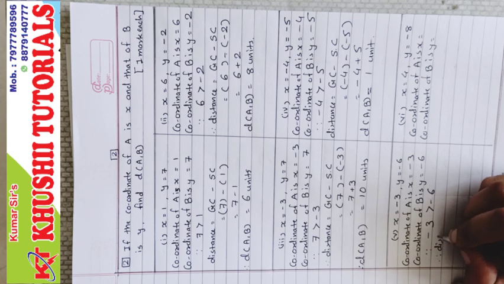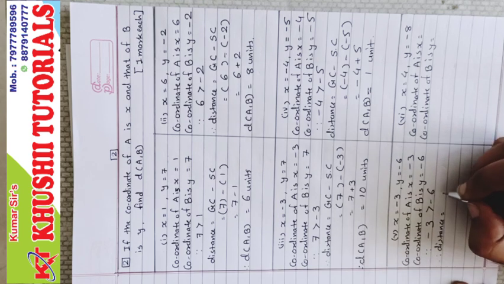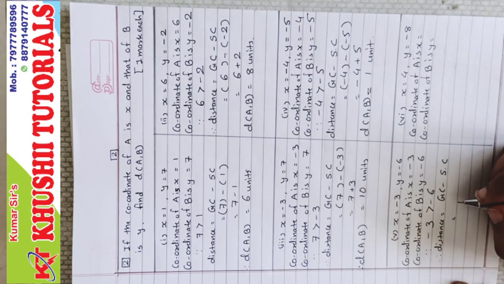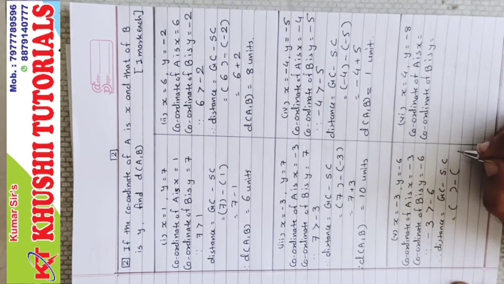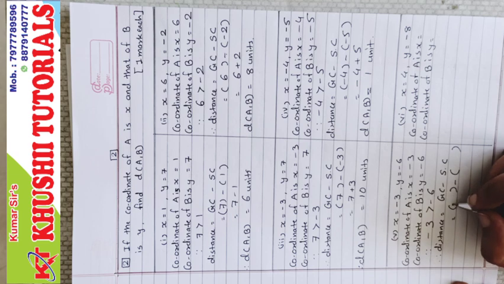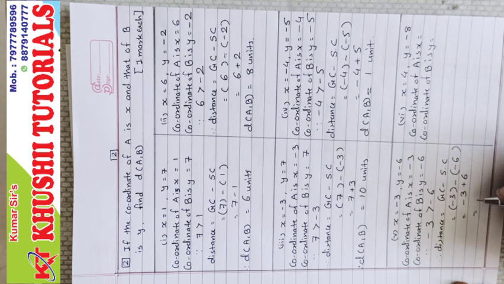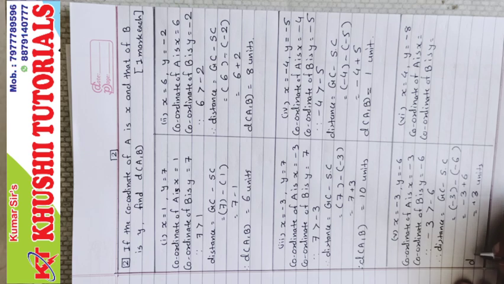distance formula, distance equal to greater coordinate minus smaller coordinate. Greater coordinate is minus 3, smaller coordinate is minus 6. Minus 3 minus minus plus 6. Minus 3 plus 6 is plus 3. So distance equal to plus 3 units. So distance A comma B is 3 units.